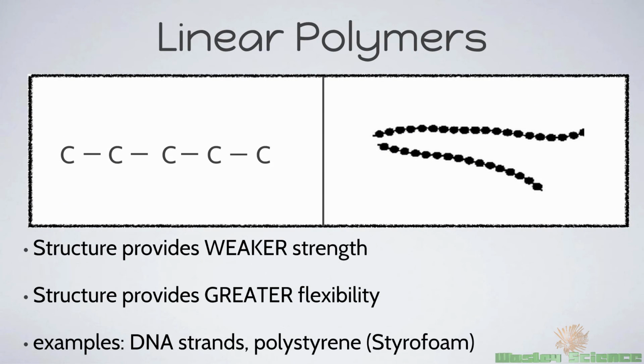All right, now we're going to get into the three main types of polymers. These three main types are used for different purposes. They have different pros and cons. So let's begin with linear polymers. Linear polymers are the weakest in terms of strength, but they provide the greatest flexibility. Our DNA is made up of linear polymers. Polystyrene, which is styrofoam, is made up of linear polymers, as well as carpets.